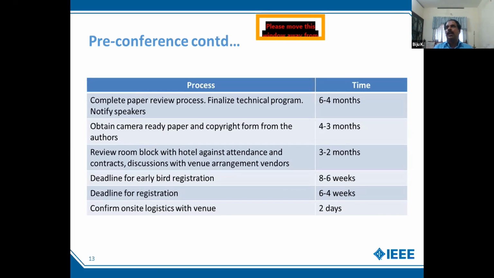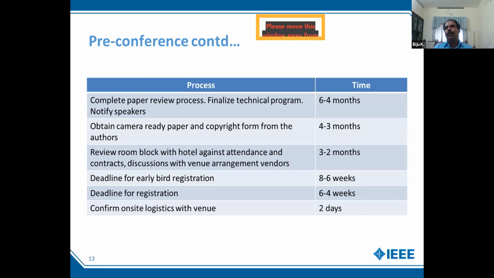Then you can start your registration payment, etc., and you can have an early bird registration. That is ideally recommended, because for early bird registration there will be a discount in the registration fee, so people tend to register during that period itself. The advantage for the conference is that most people register without any delay, so that you can plan the hotel accommodation count, food count, etc. That is in fact good for the conference.